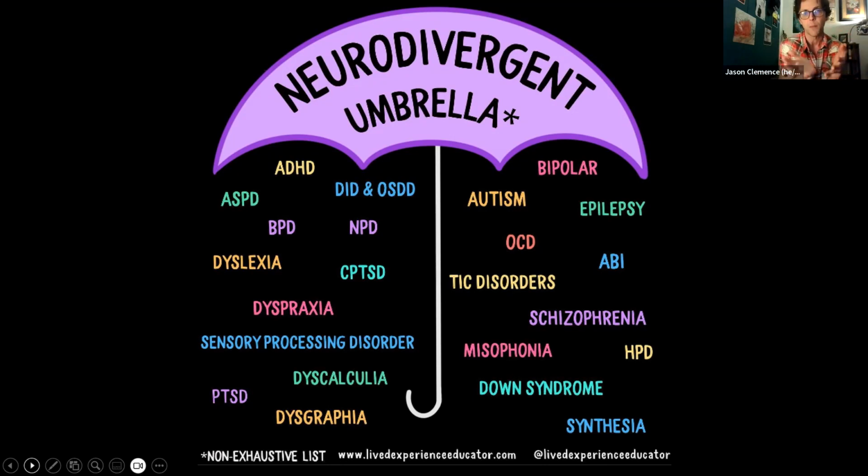So I guess I'm just saying a lot of people think of neurodivergence as just being autism or other things that are hardwired from birth. And as this graphic shows, that's not always the case.